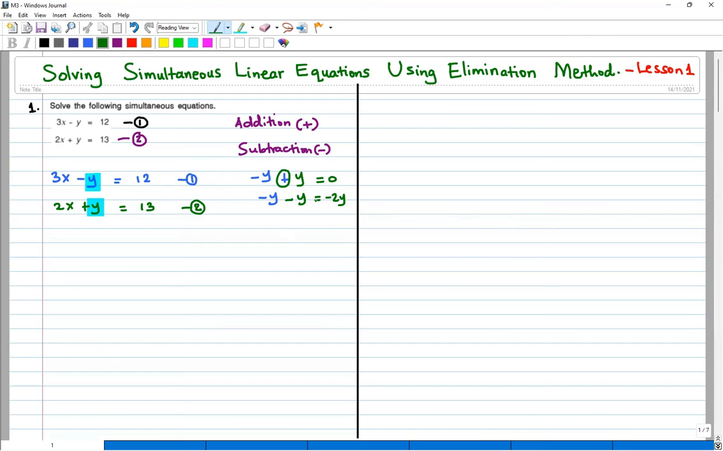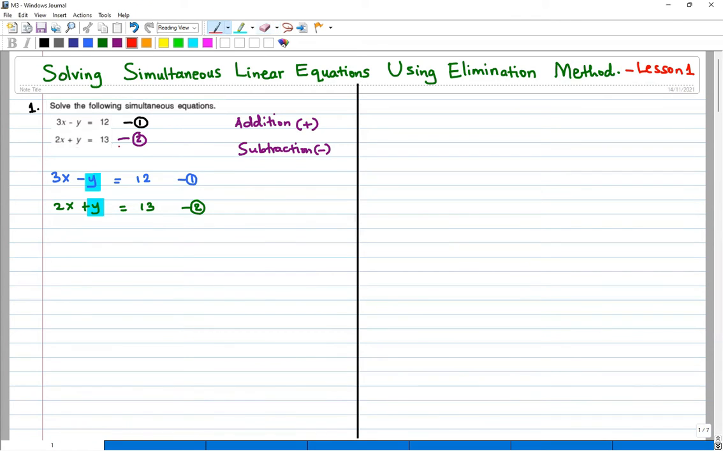Now, to eliminate it, you have to get 0. So this means that we will not be able to use minus, because when we use minus, we will get minus 2y. And our main goal is to make sure that we get a 0. So that's why we are going to use plus, not minus. Okay. I hope you understand that point.